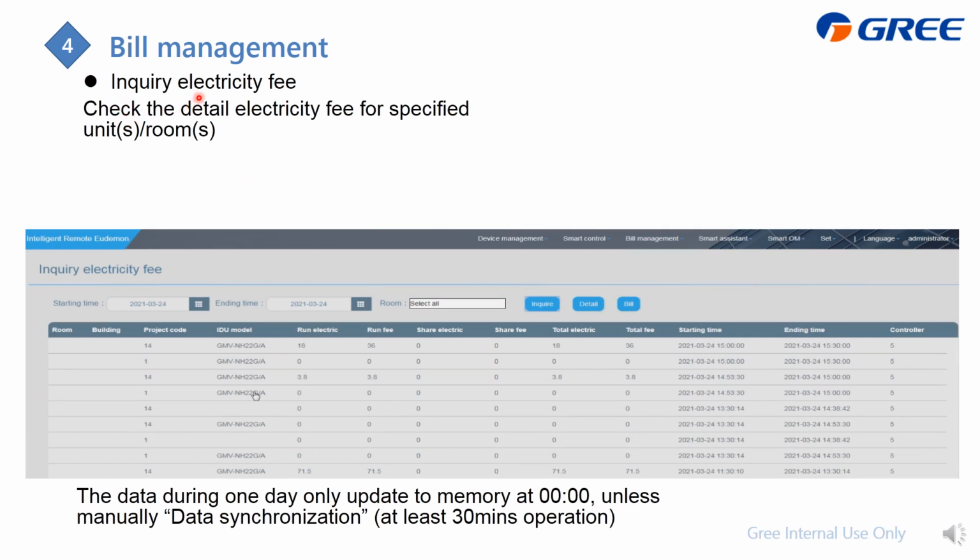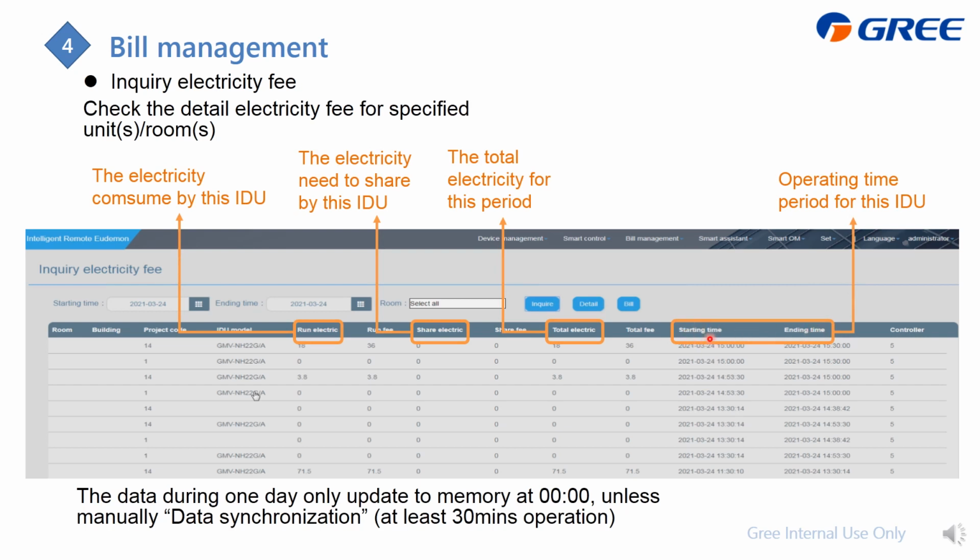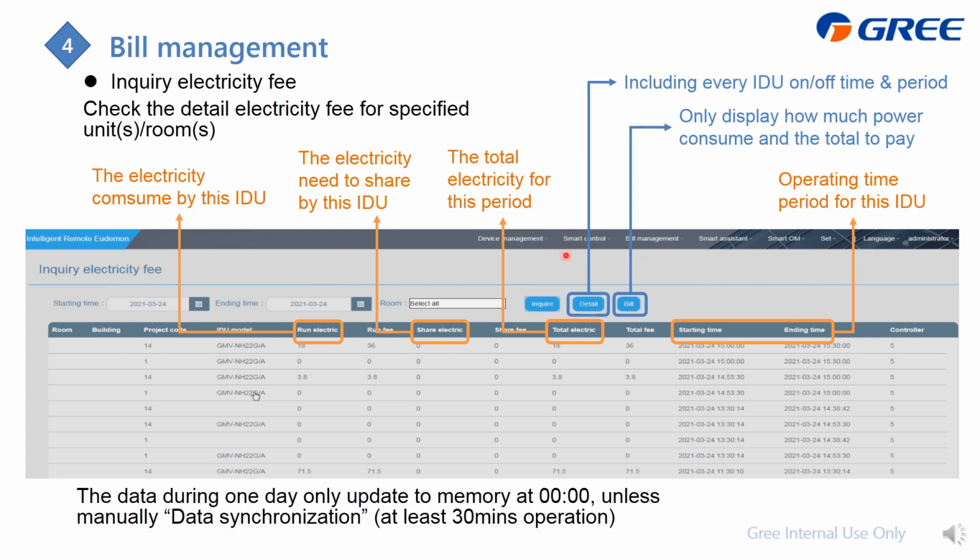Inquire electricity fee. This page is just for you to check the power consumption of the indoor units. You can find, for each indoor unit, when it turned on and when it turned off, and here is the total electricity period and how much you need to share. If it is standby, you can find it here. For the share, it is 0, because you only need to pay for running. And if you need detail, just press here to output.